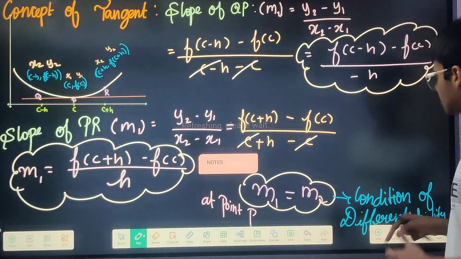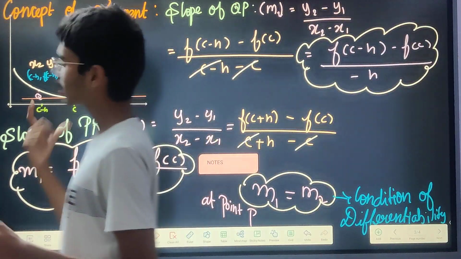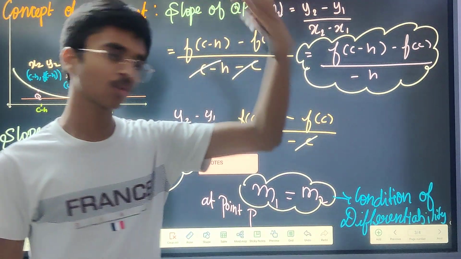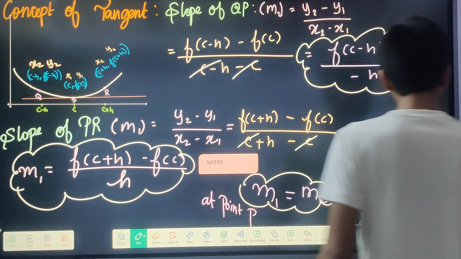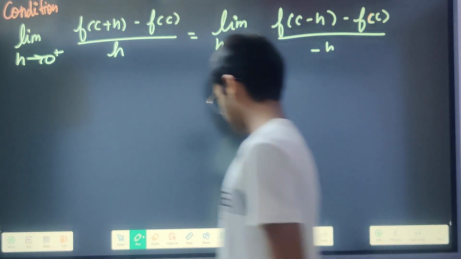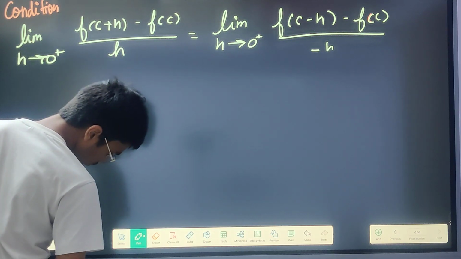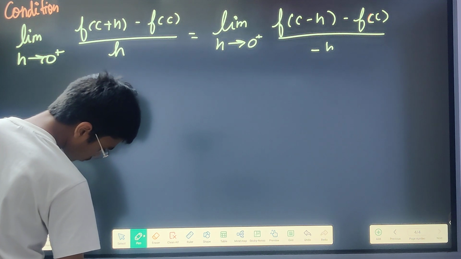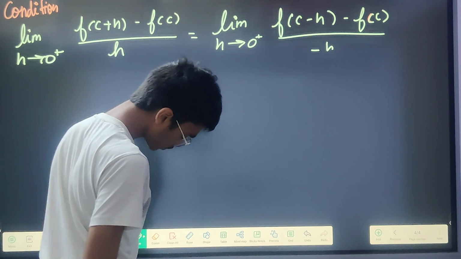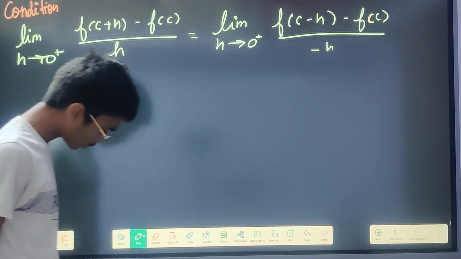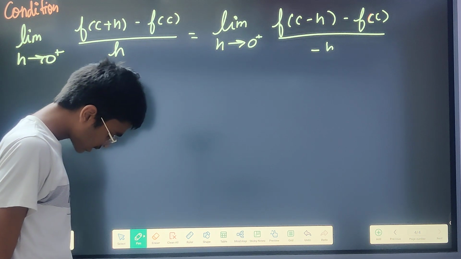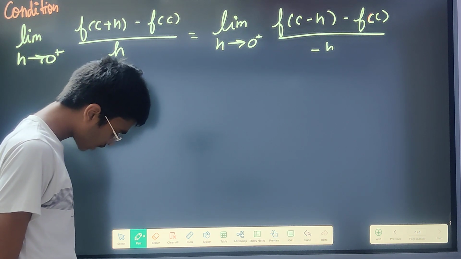It is because you can see that h is reducing, in the sense that it is tending towards 0. Since it is tending towards 0, I can say it like this. Still some more conditions are there, I'm saying them one by one. This video will also be in part 1 and part 2.